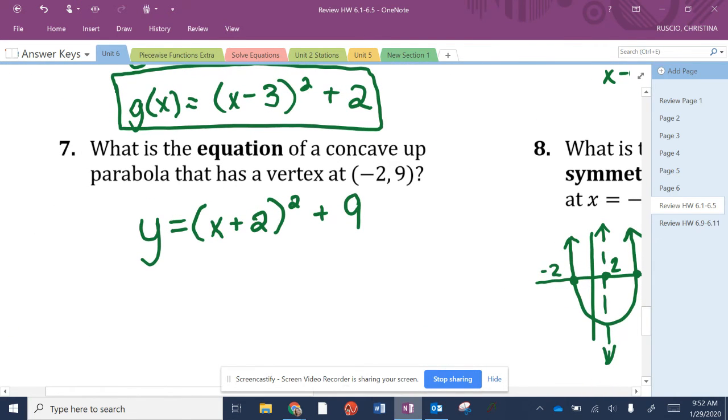The equation of a parabola that's concave up. So that means that this here needs to be positive. You didn't have to write that, but if it has a vertex at (-2, 9), remember the inside lies, so it's +2 where it was -2 as a point, and then +9 because it was 9 up.